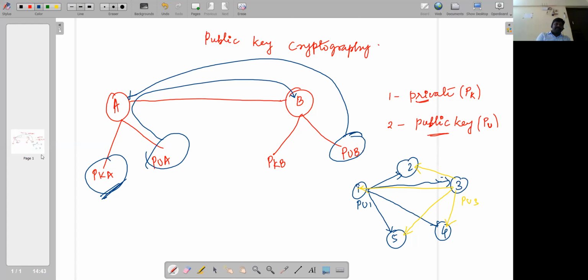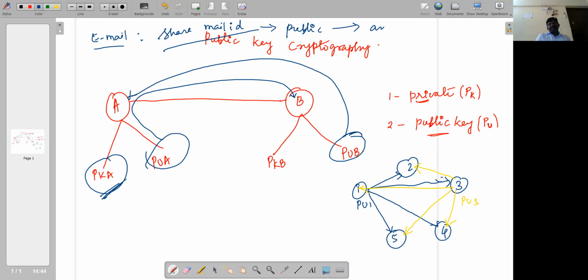I can explain this two-key example by correlating it with email IDs. When you want to get mail from other users, you will share your mail ID. In that case, your mail ID is your public key. With the help of the mail ID, anyone can send you a mail.